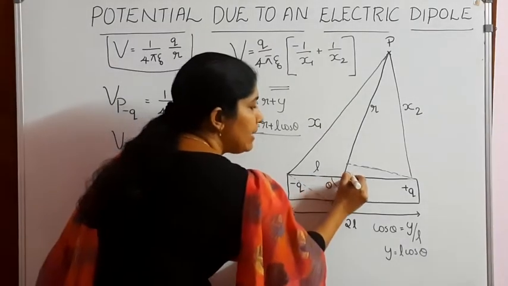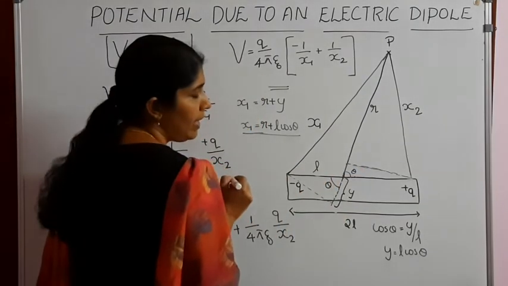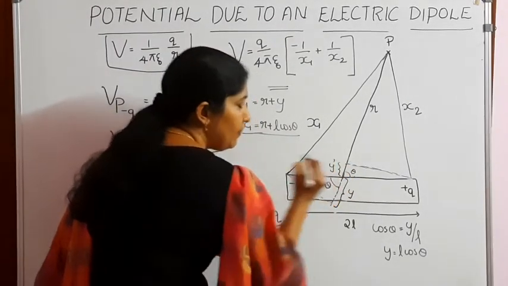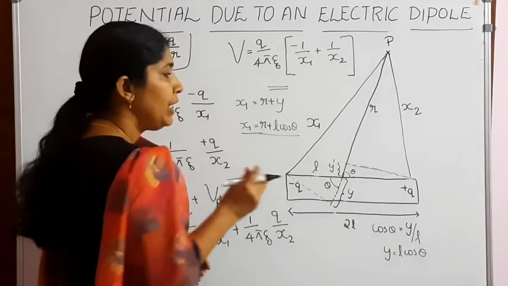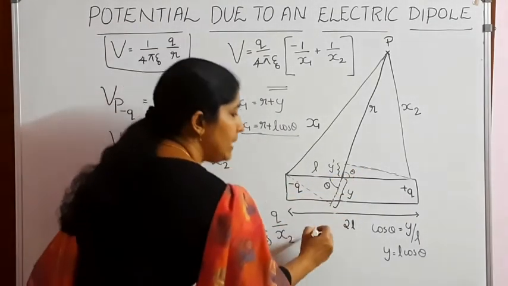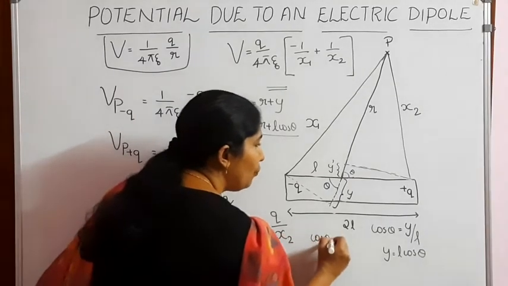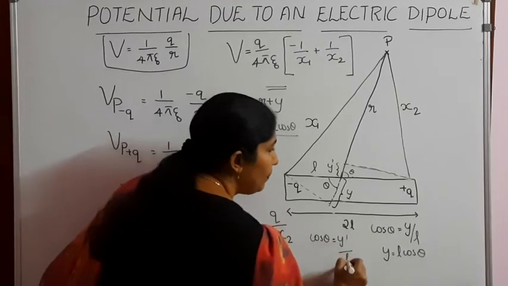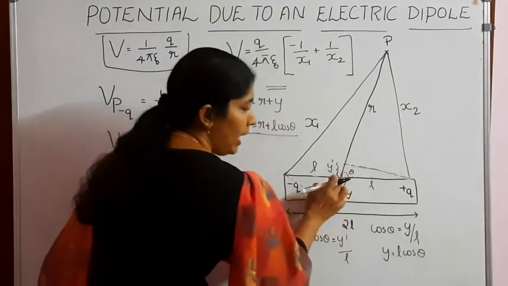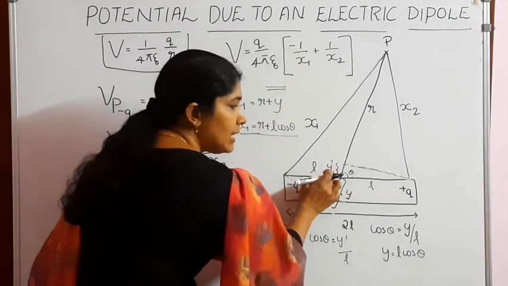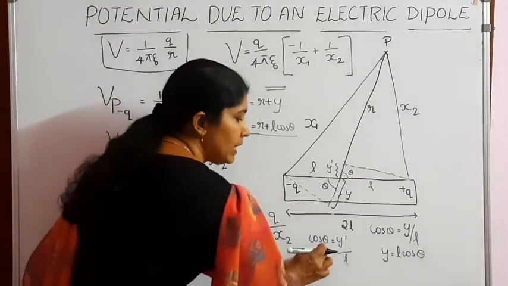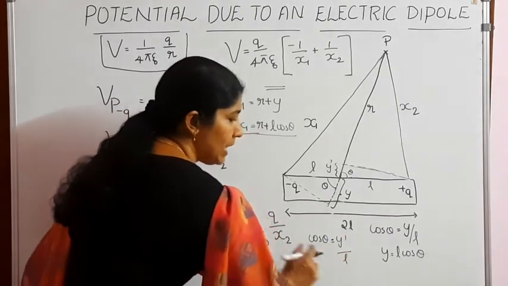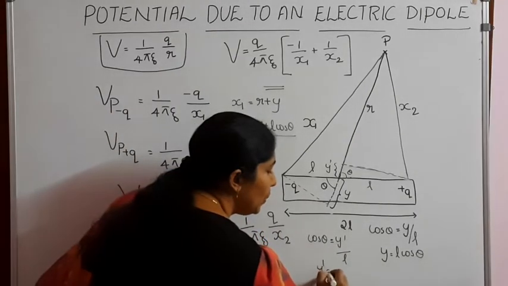Here the angle is equal to theta. Then what about this length, that is y dash? Here also we can apply the trigonometry. Cos theta is equal to y dash divided by L, where L is the half length of the dipole. Cos theta is equal to adjacent side divided by hypotenuse. Therefore cos theta is equal to y dash divided by L. Then y dash is equal to L cos theta.